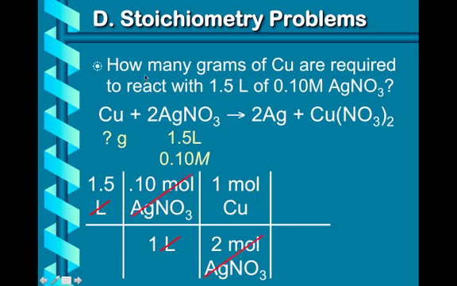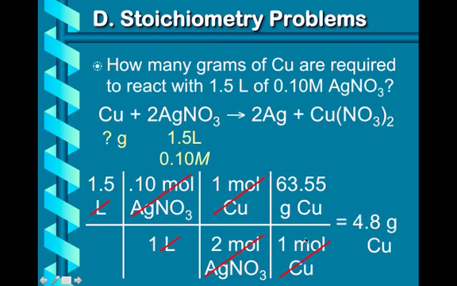The problem asks us for how many grams or the mass of the copper. Remember, if we're going from moles to grams, we have to use the molar mass, which we get from the periodic table. And we know that the molar mass of copper from the previous problem is 63.55 grams of copper per 1 mole. Mole again has to go on the bottom, so it'll cancel. If you multiply all of your top boxes together and divide by each of your bottom boxes, you should end up with 4.8 grams of copper.